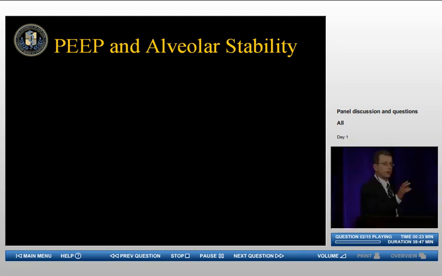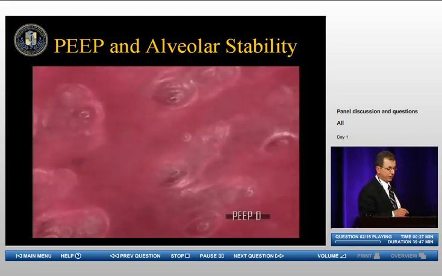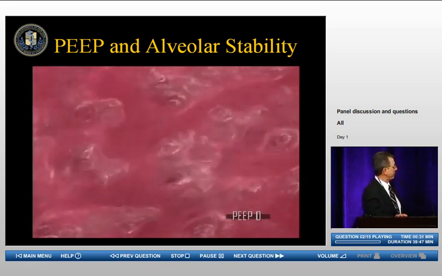Go ahead, Gary. Okay, so what we have here is an injured lung, unstable. You can see in the lower right, we have a PEEP of 0. Now what I'm going to do is just titrate PEEP so you can actually see.